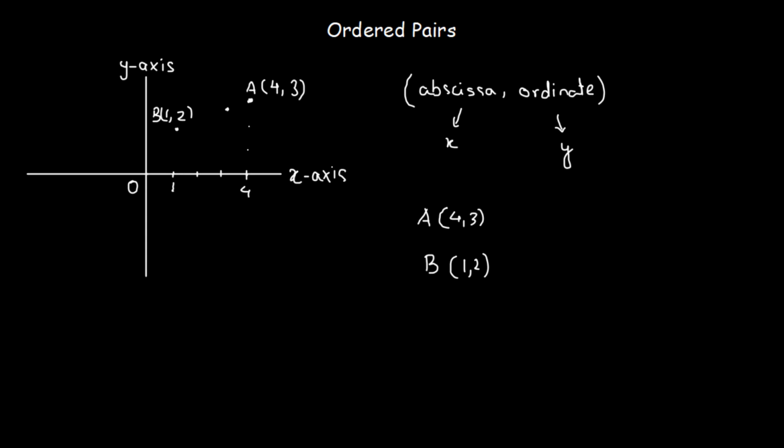So let's take a general example. Let's say we have an ordered pair A given by (A1, B1). This means that its abscissa value is A1 and its ordinate value is B1 for the particular point A. Let's consider another point B, such that this one's abscissa value is A2 and its ordinate value is B2. Now we'll talk about the equality of ordered pairs.